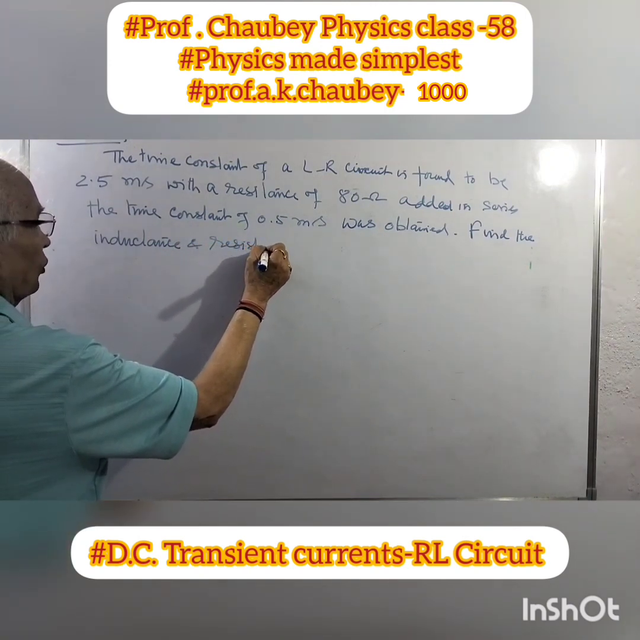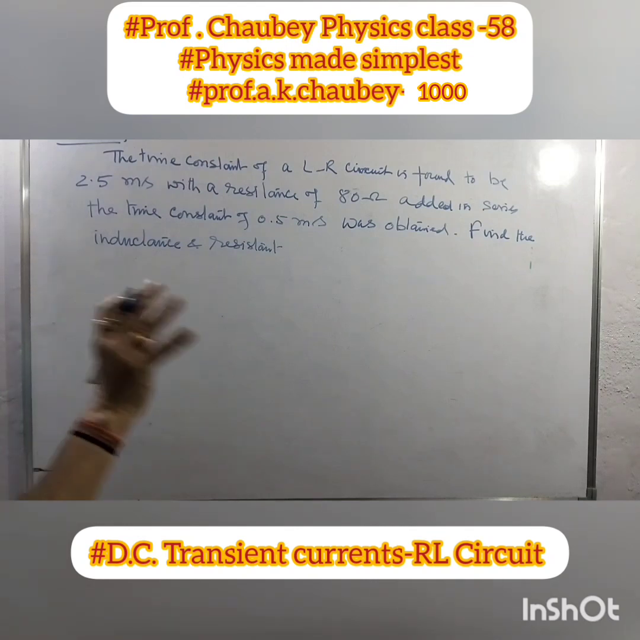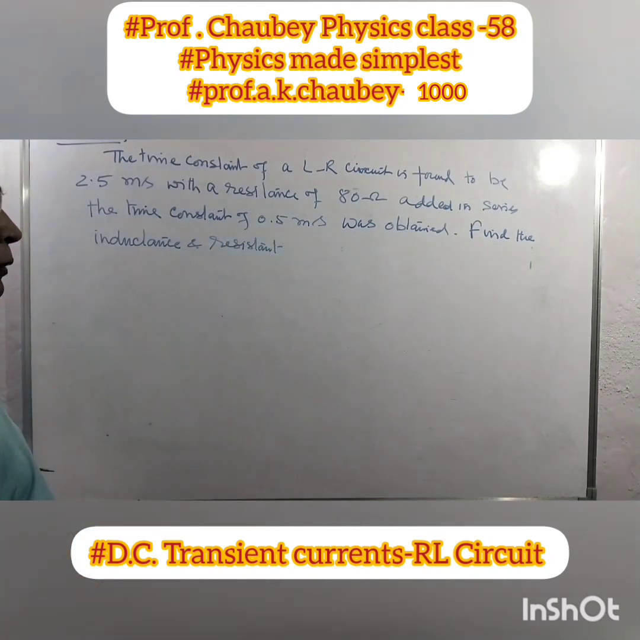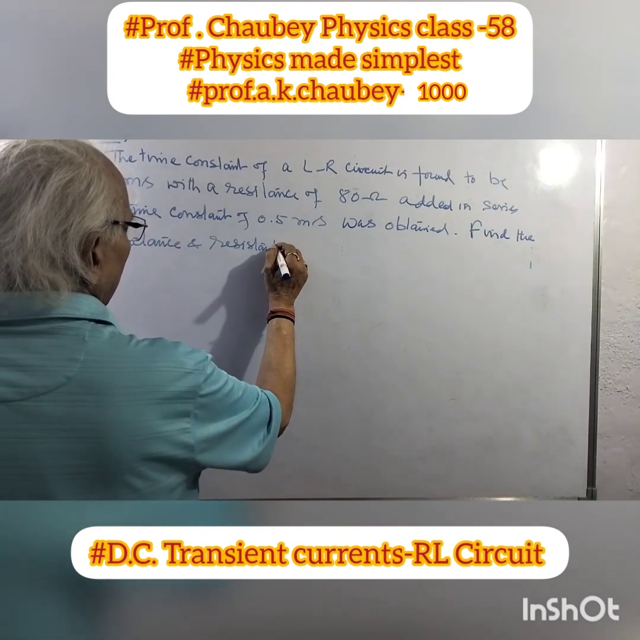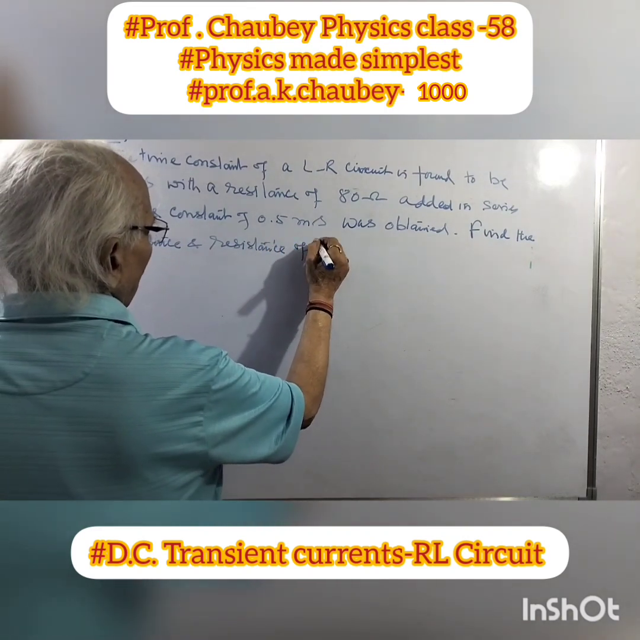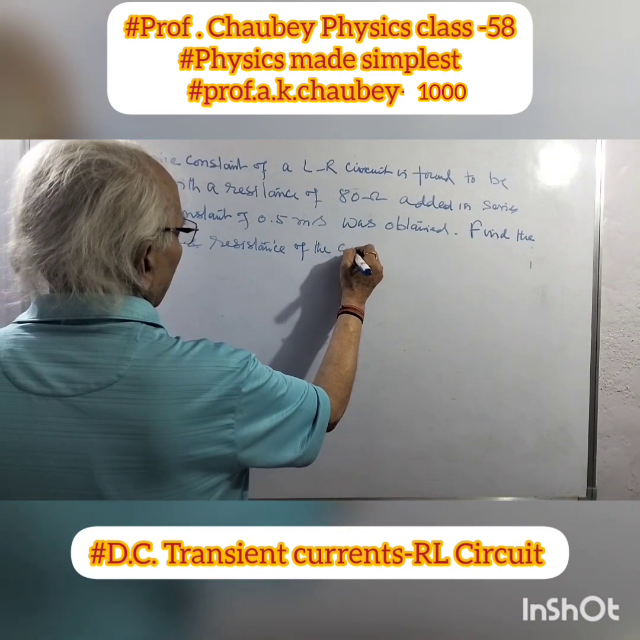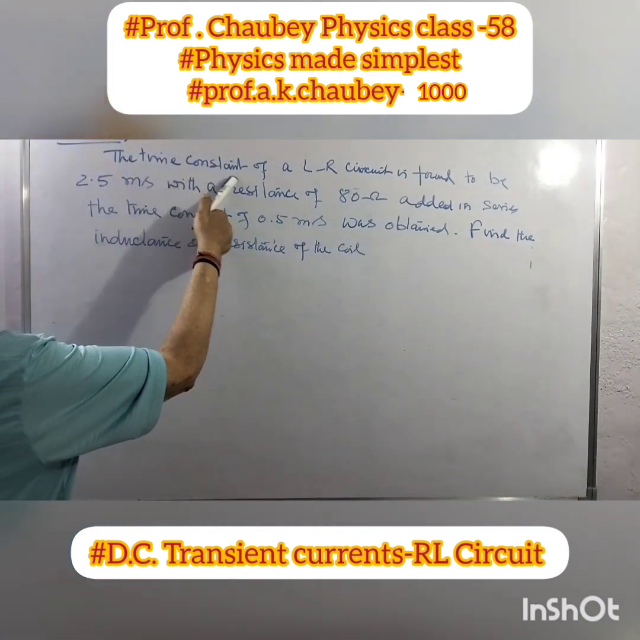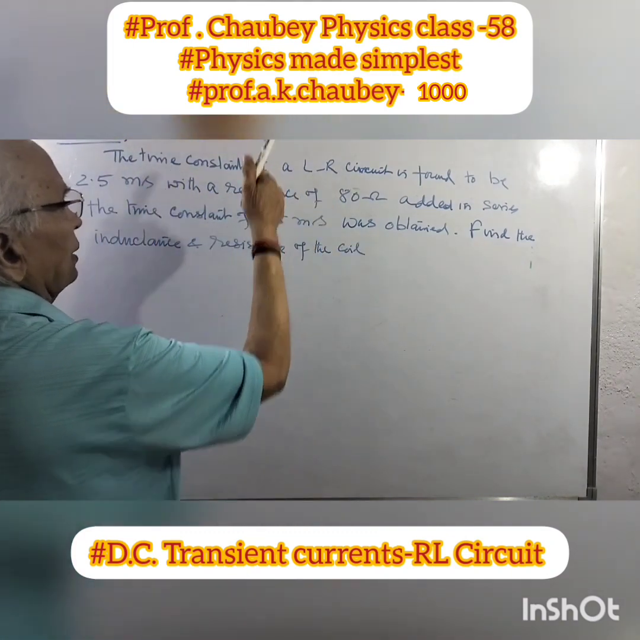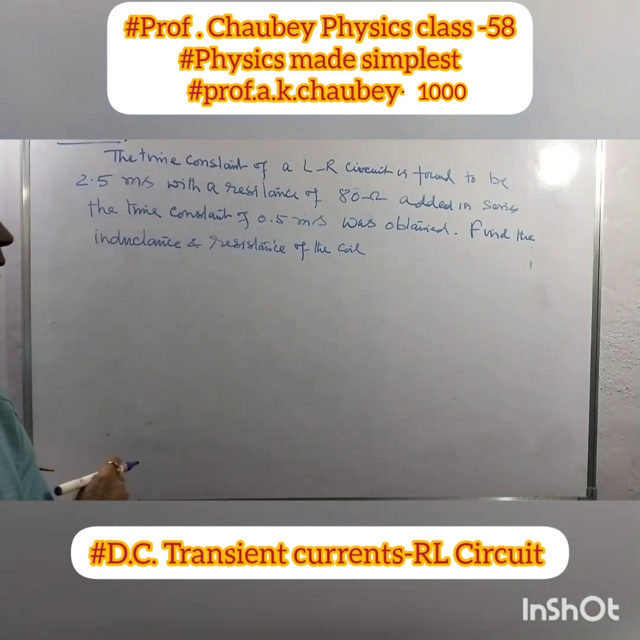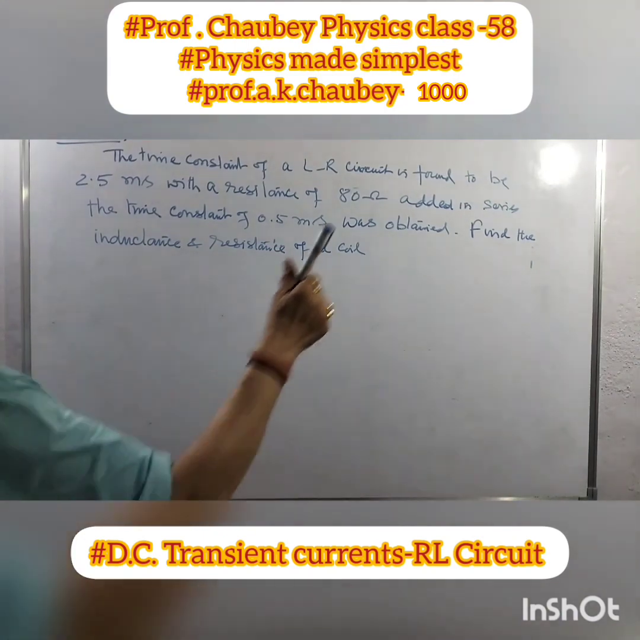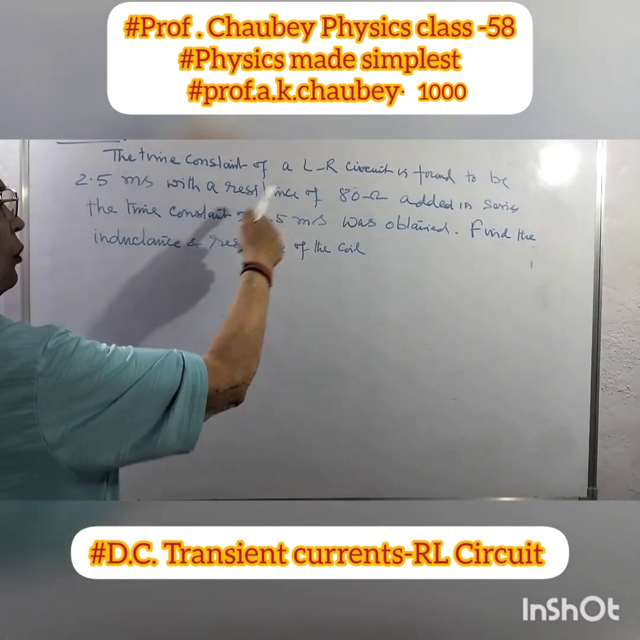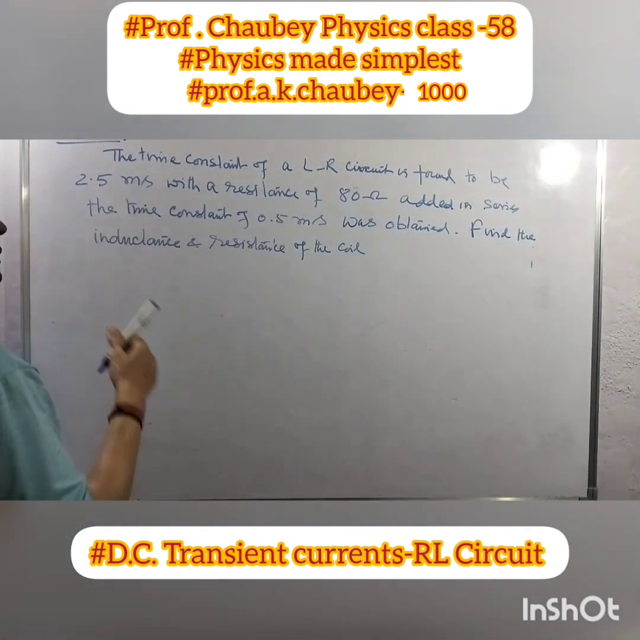This was the circuit of LR, meaning a coil circuit. To a coil we have applied some potential, so there is inductance and resistance of the coil. The time constant of the LR circuit: LR means there is an inductance coil. It has resistance and inductance, and its time constant was found to be 2.5 milliseconds.